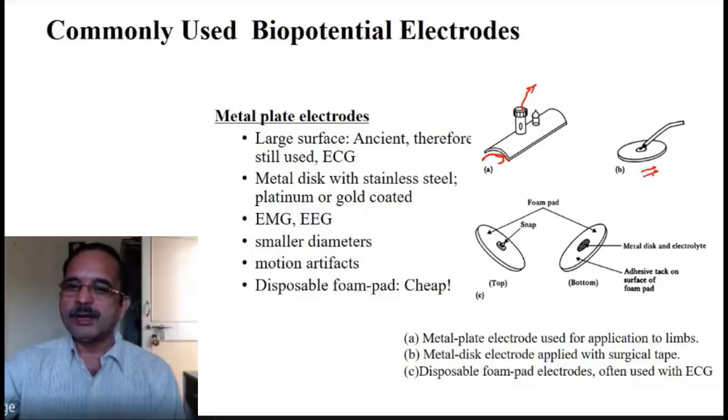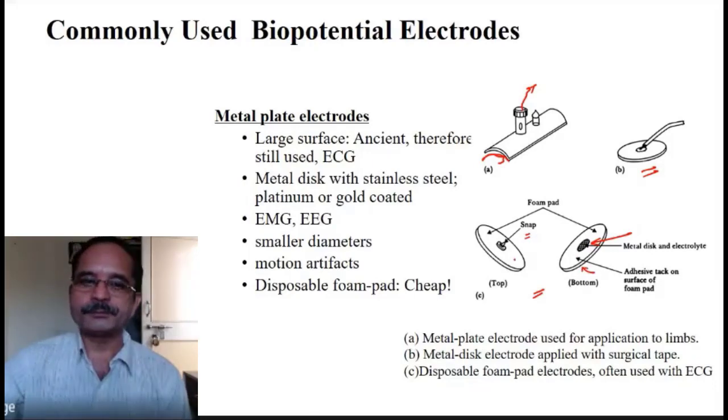Metal disc electrode applied with a surgical tape. Then C is the disposable foam pad used with the ECG electrodes. There is a snap here which can be disconnected from this. You see the metal disc and electrolyte at the center, and this is the adhesive tape on the surface of the pad.